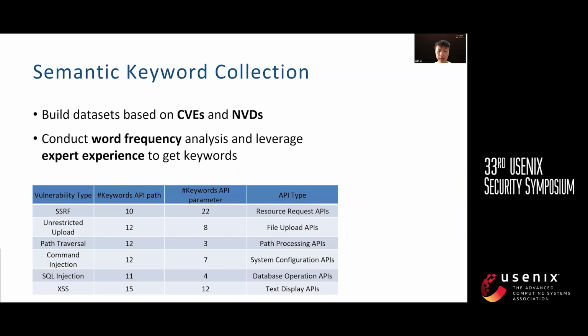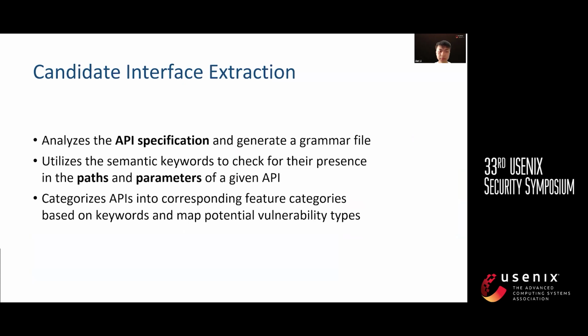In semantic keyword collection, we analyze CVEs and NVDs to conduct word frequency analysis and use expert experience to identify keywords. These keywords help us get the function of API endpoints. Next, we focus on candidate interface extraction. In this module, we parse the API specification and use path and parameter keywords to deduce the function of APIs and map potential vulnerability types.